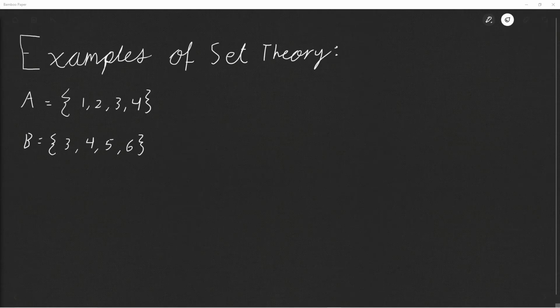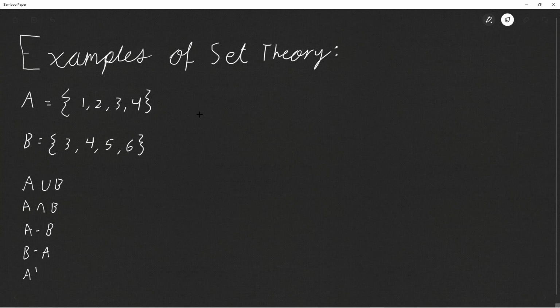Okay, so today we're going to go over examples of set theory. So we have our A equaling 1, 2, 3, and 4, and we have our B equaling 3, 4, 5, and 6. So in this question, we want to find our union of A and B, our intersection of A and B, our A minus B, our B minus A, and then finally, we want to find our A complement.